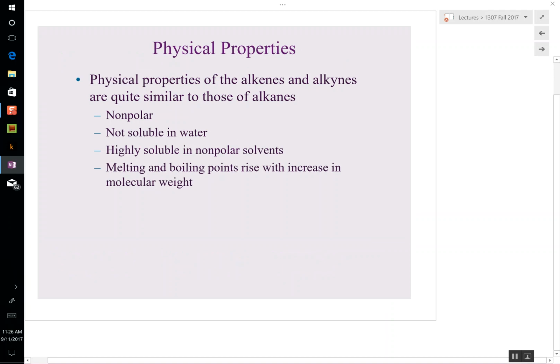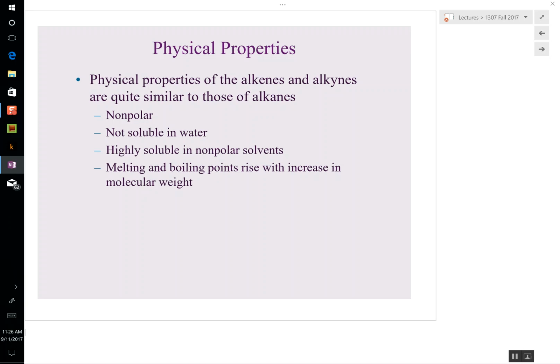All right, physical properties. Again, these are nonpolar. These are carbon and hydrogen, nonpolar bonds. They're very much like the alkanes. Alkenes will dissolve in alkanes, alkanes will dissolve in alkenes. Why? They're all nonpolar. Like dissolves like. So they're highly soluble in nonpolar solvents.